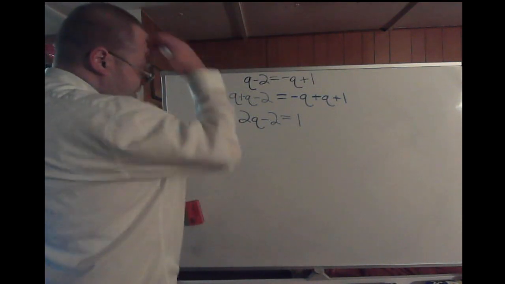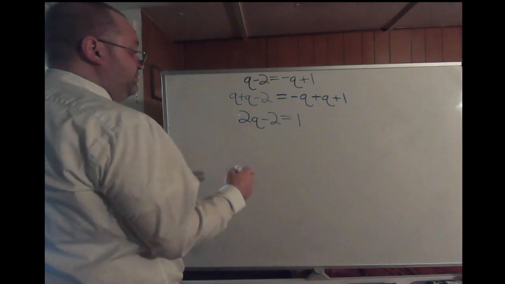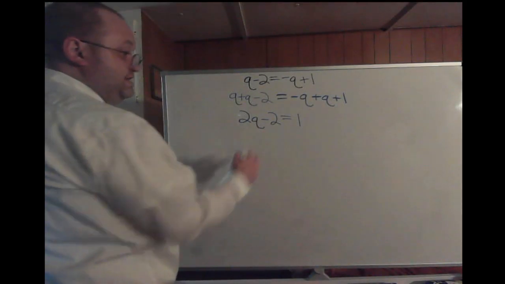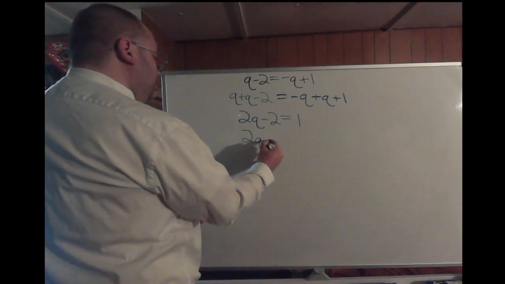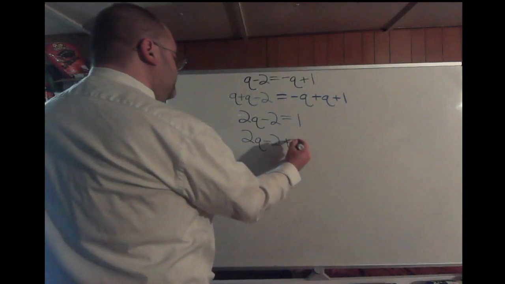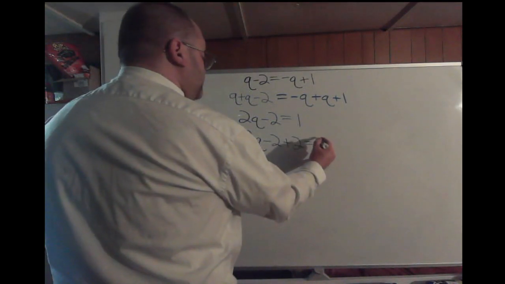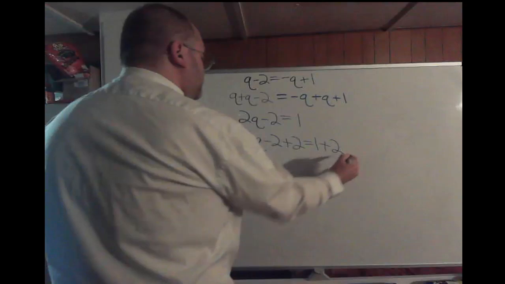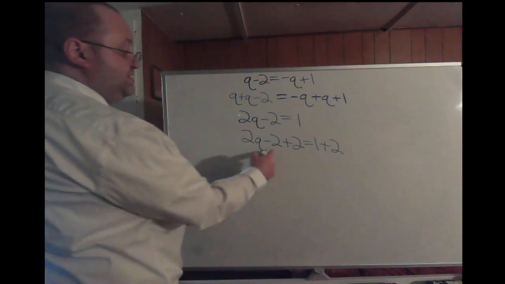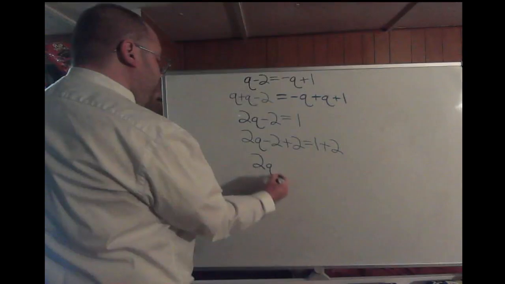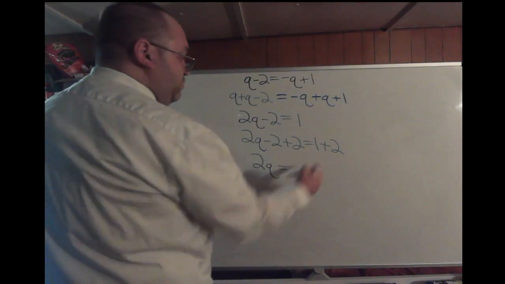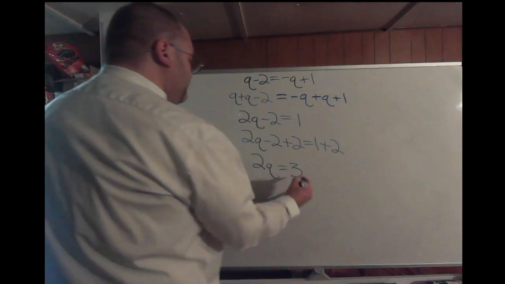So then we want to get the 2q by itself. Well, we have 2q minus 2. We need to do plus 2. So you'll have 2q minus 2 plus 2 is equal to 1 plus 2, because you got to do it to the right side also. Well, on the left side, negative 2 plus 2 is 0. You're just left with 2q. You'll set that equal to 1 plus 2, which is 3.